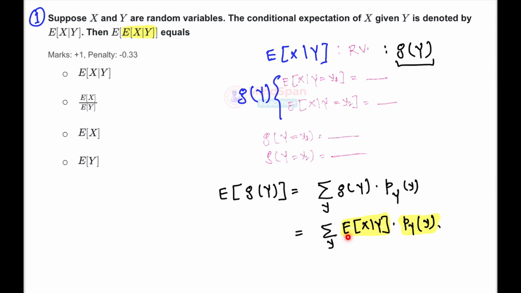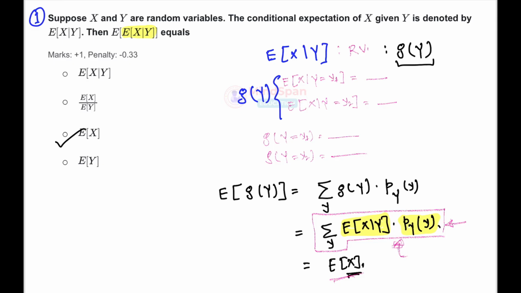And total expectation of what? Total expectation of the random variable x, right? So that would be equal to the expectation of x. You just need to see what this quantity is. This is nothing but the total expectation theorem, right? If you are able to recognize this as the total expectation theorem, then you have the answer. So the correct answer for this is C, right.